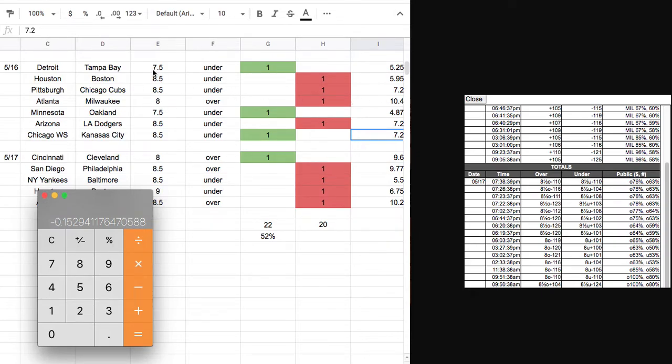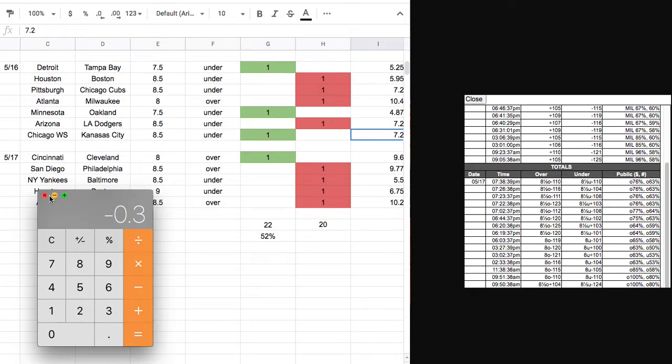Now, when you look at this Detroit Tampa Bay game that won, I don't know the final score. 7.5 was the sportsbook line. Our line was 5.25. So the actual margin on that game, 5.25 divided by 7.5 was 0.7. You subtract 1. I'm just showing you the calculation. I do all this in my head. So that's 30%. So this was a 30% margin.